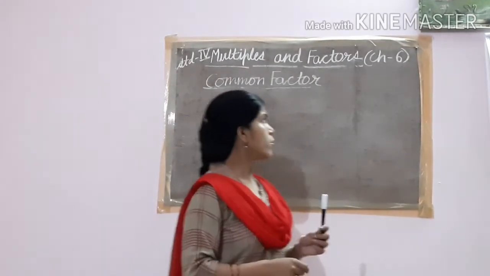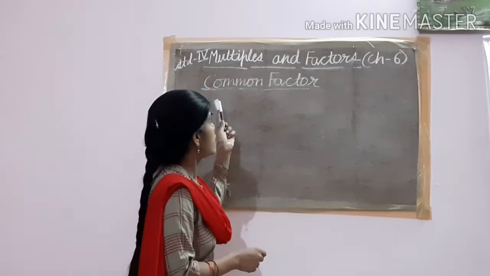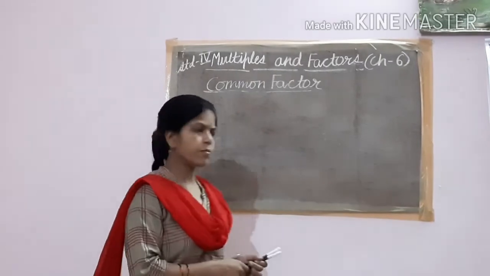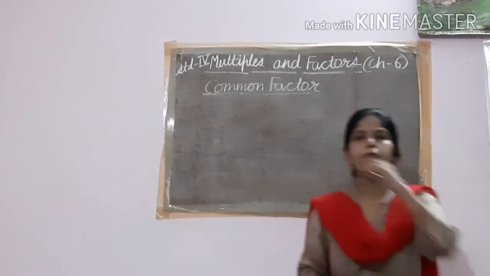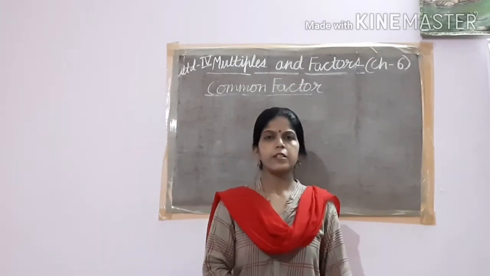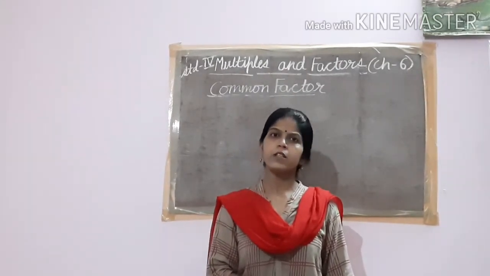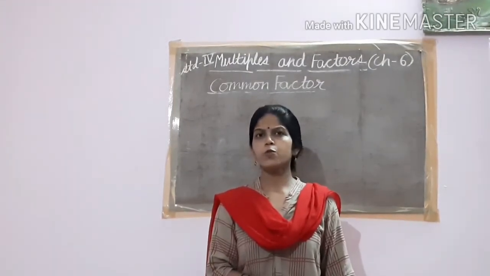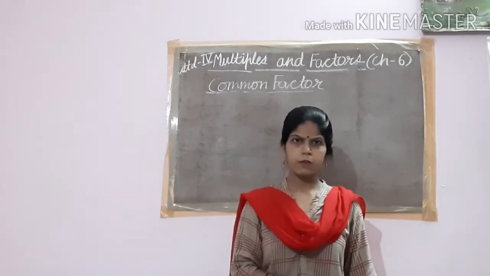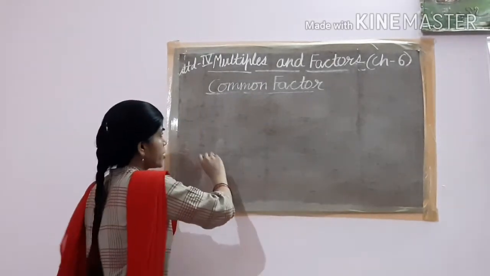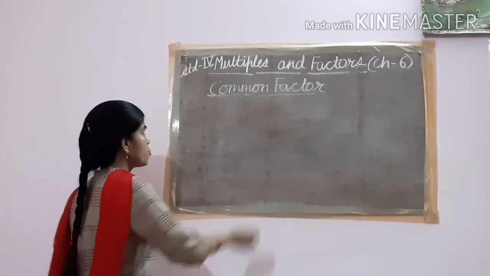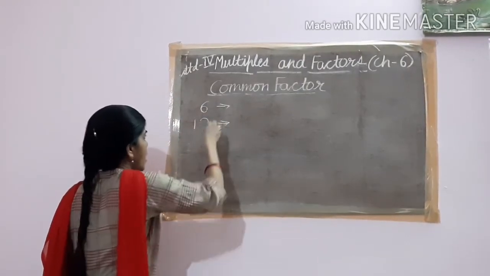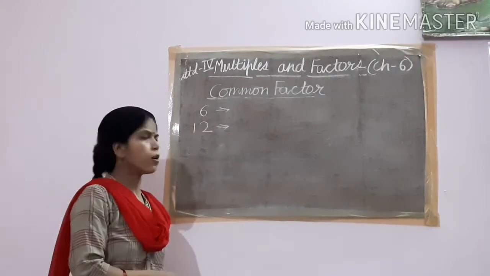So here, we are going to find the common factors of two numbers. Now children, do you remember what a factor is? A factor is a number which exactly divides the given number without leaving any remainder, which I have shown you in the previous part of this chapter. Now I am going to find the common factors of two numbers. I have taken 6 and 12. First, I have to write the factors of 6.